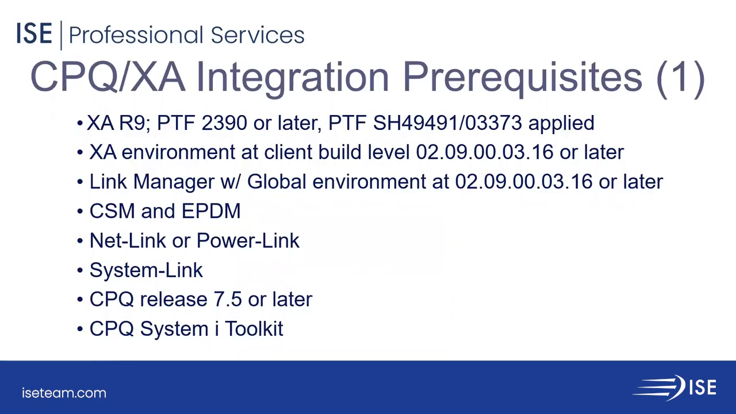So XA has to be at release 9, and I literally mean release 9, not 9.1 or 9.2. Although you'll see here in a second, you have to have PTF 2390, which I think of as the PTF that made XA 9.1. We have an expert on our staff who does a lot of XA upgrades. She would definitely know which PTF was which. But anyway, PTF 2390, and if you were just at 2390, there was a special PTF to apply. The next two bullets have the build levels for the client, for the environment, and both link manager.